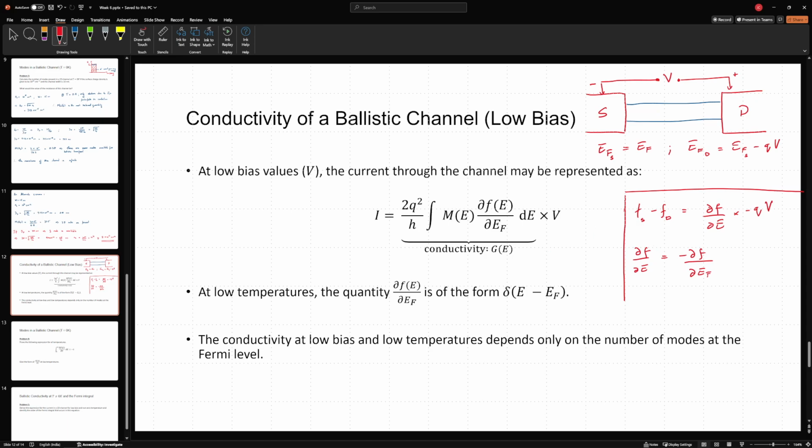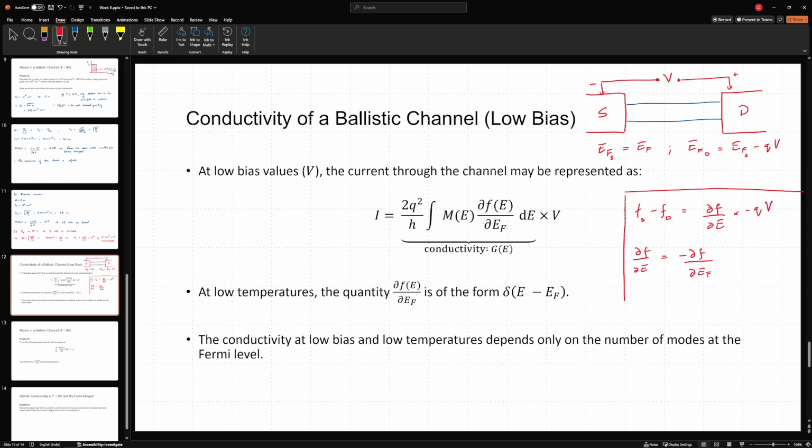So this I kind of back substitute here, and the minus quantities cancel, and finally we will be left with this kind of an expression. And this quantity V no longer depends on any of the energy parameters, it can be taken out as a constant. So this entire quantity can now be seen as the specific conductance or conductivity at a particular energy. Integrating this over all energy values will give me the total conductivity, and the current is equal to the conductivity times the voltage.